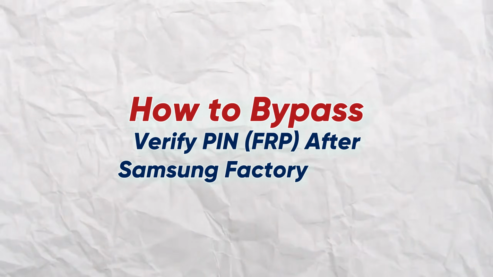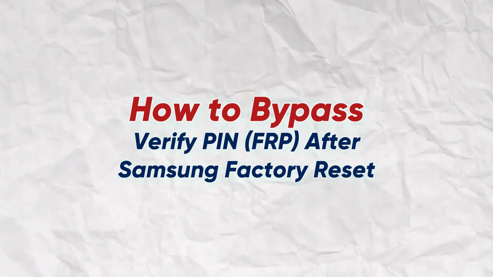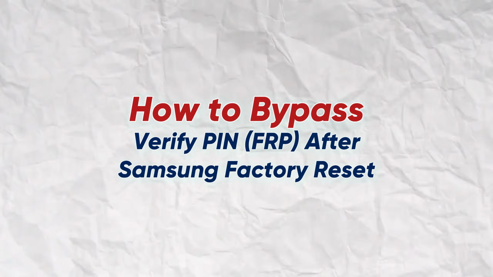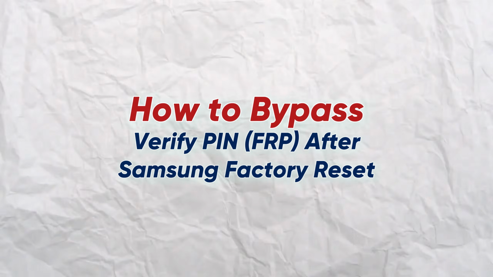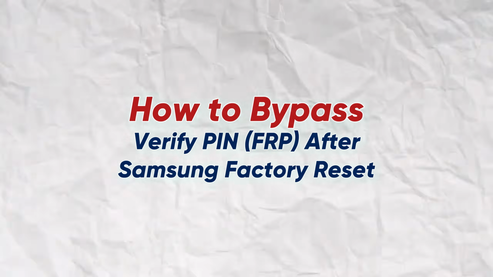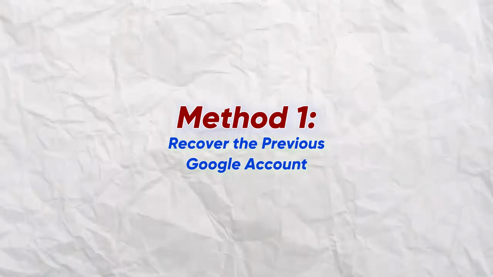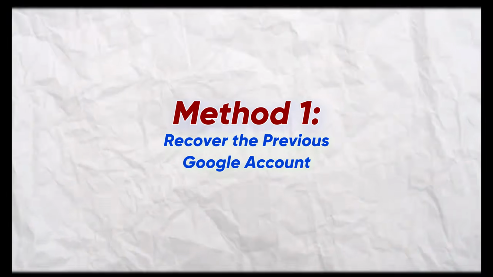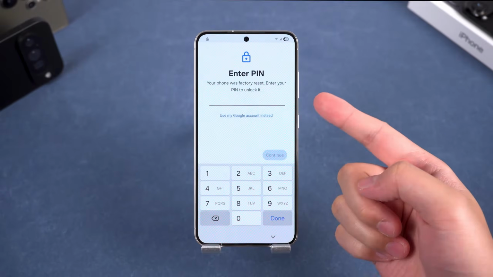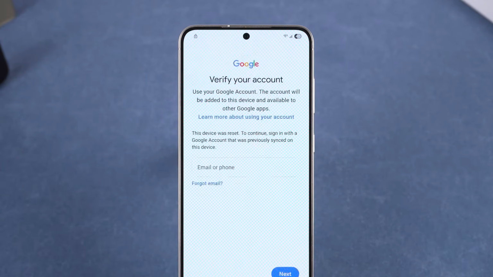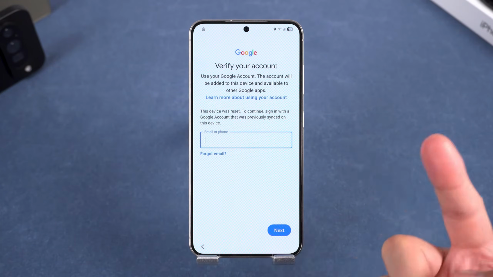In this video, I'm going to show you two effective methods to bypass this previous unlock PIN verification and regain access to your Samsung phone, whether you have your Google account credentials or not. The first method is to try recovering your Google account if the account was previously signed in on the device. This method works if you remember your Google account email address but can't recall the password or if the phone is still linked to that account.